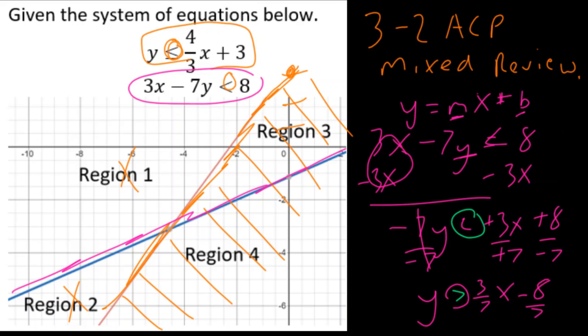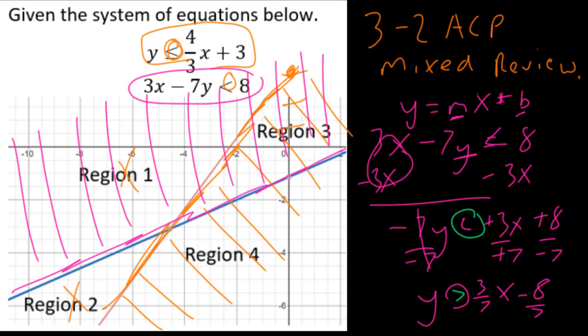And so when I start shading above this purple line, I know that the only place where my overlapping regions are is region 3. So the answer to this problem will in fact be region 3. Alright, let's move on to our next example.